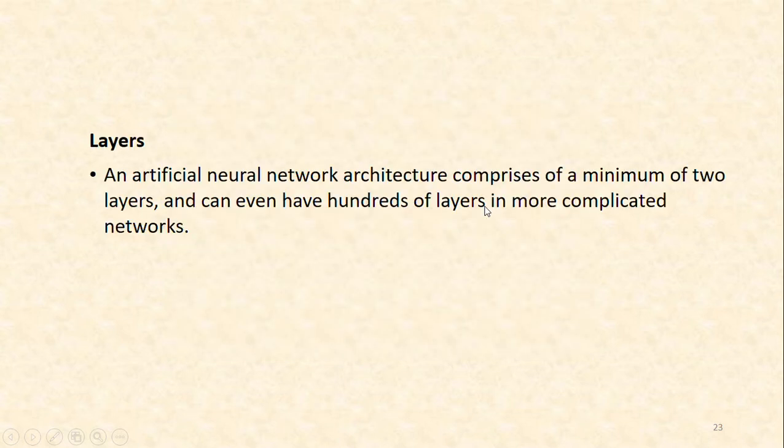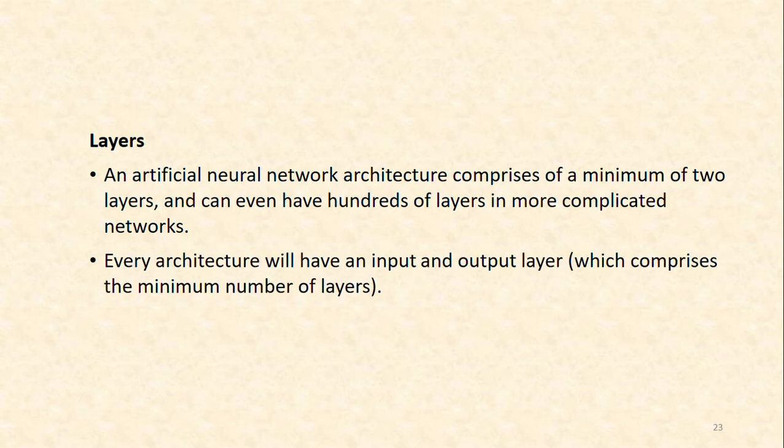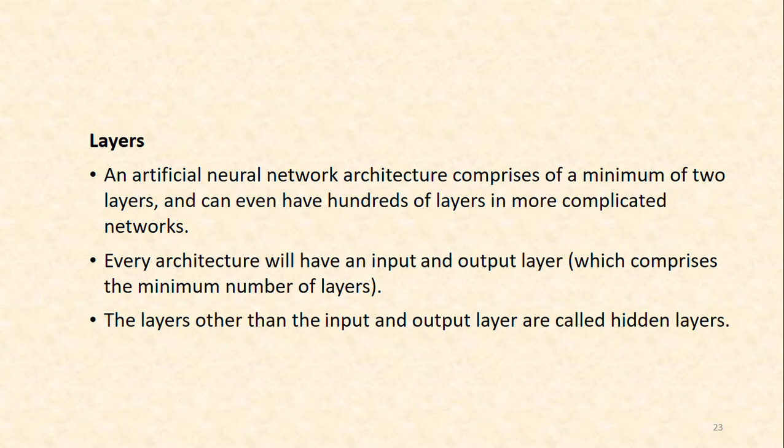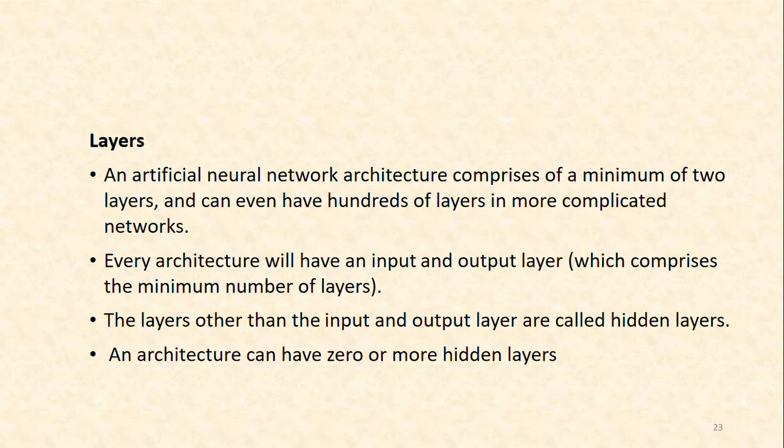An artificial neural network architecture comprises a minimum of 2 layers and can even have hundreds of layers in more complicated networks. Every architecture will have an input and output layer, which comprise the minimum number of layers. The layers other than the input and the output layers are called hidden layers. An architecture can have 0 or more hidden layers.